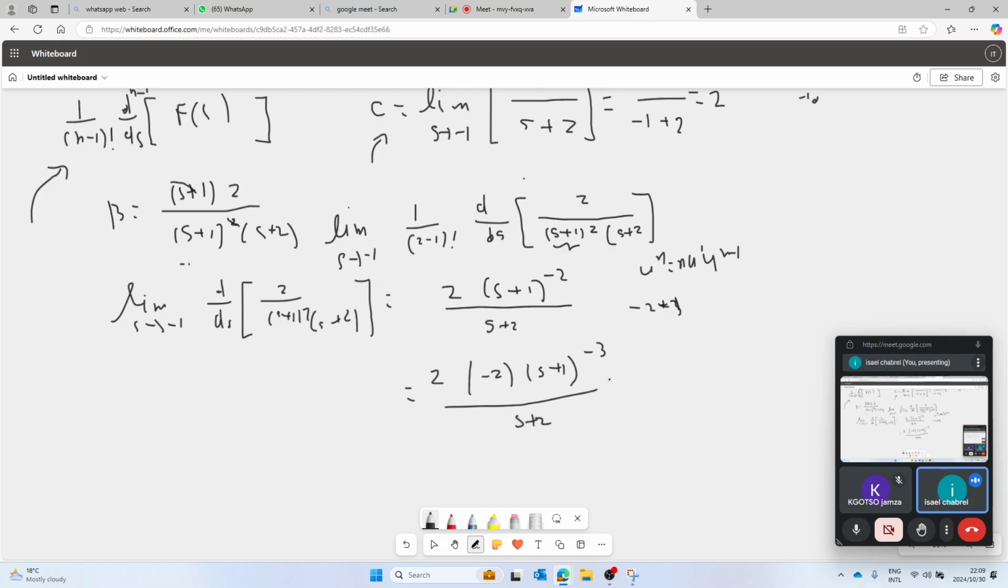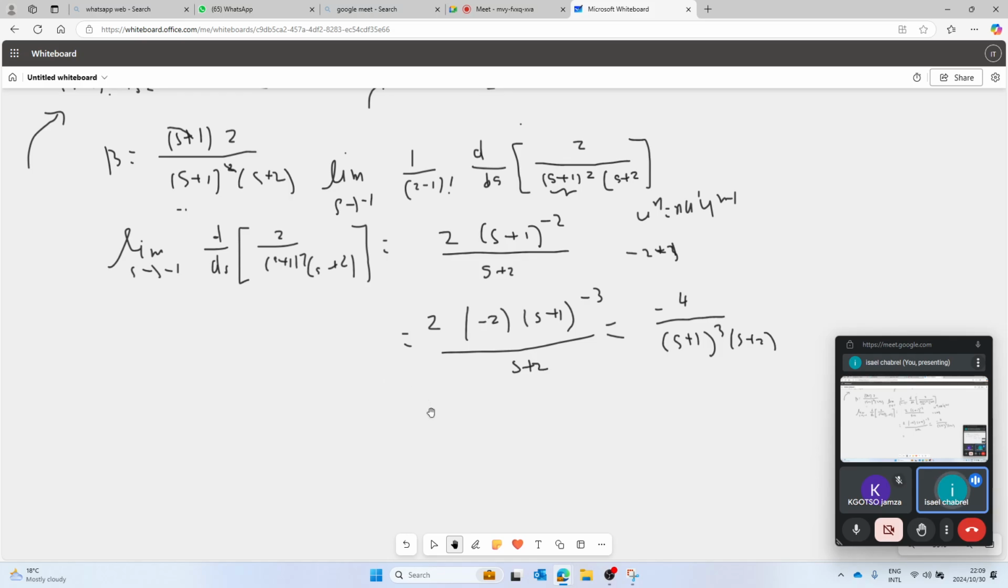So if we have to rewrite it nicely, what are we going to have? We're going to have minus 4 divided. This guy can come down here as s plus 1 to the power 3, multiplied by s plus 2. This is still not working, Mr. Kotso. Something is off. Why am I saying that? Because when I substitute minus 1 here, this still gives me 0. It's not changing anything.